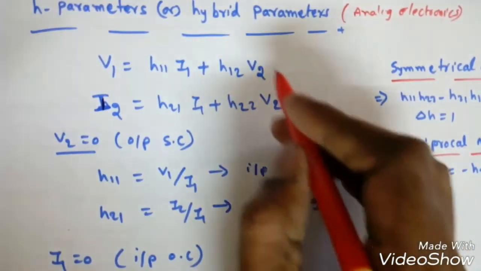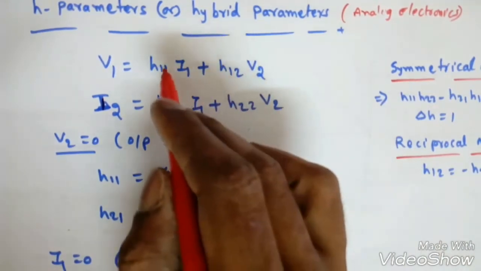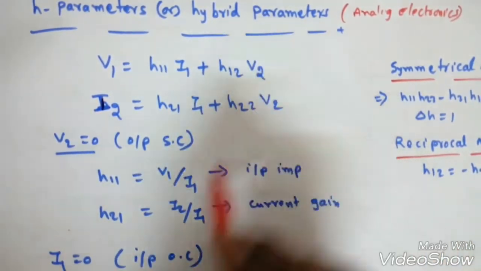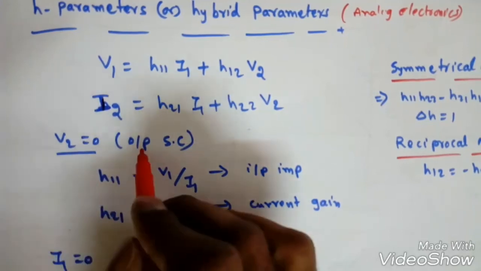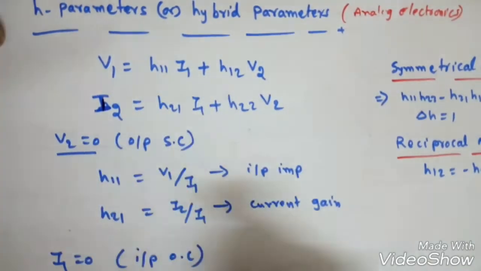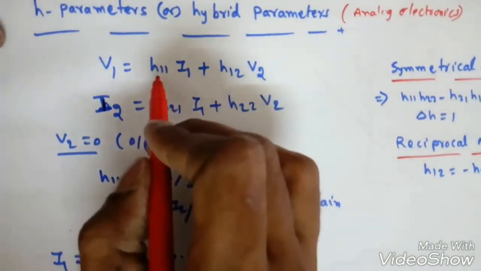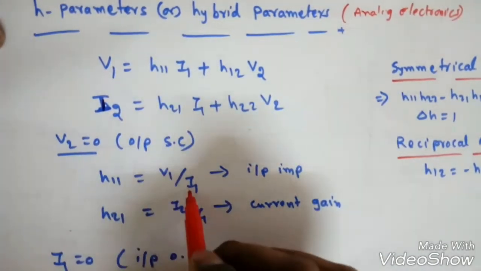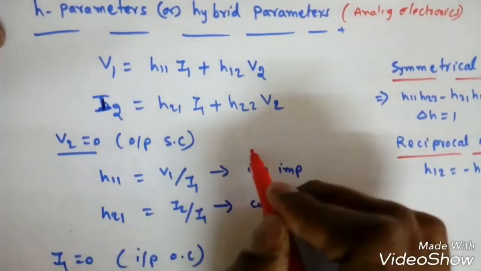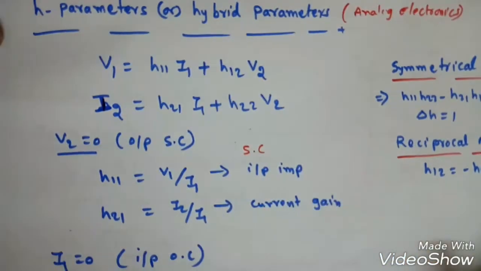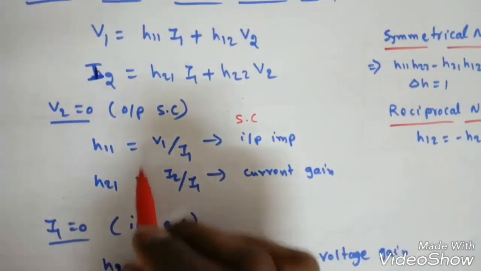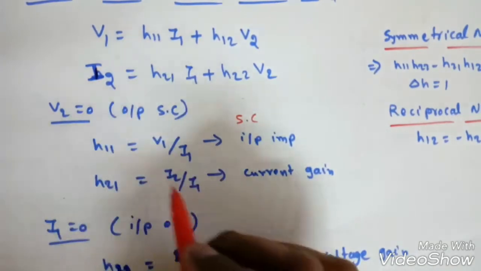Now first we need to find h11 and h21, so we need to make V2 equal to 0. When V2 equal to 0, that means the output is short circuit. When the output is short circuit, I can find h11 is equal to V1 by I1. So this is called short circuit input impedance. Next h21, so from this h21 is equal to I2 by I1.